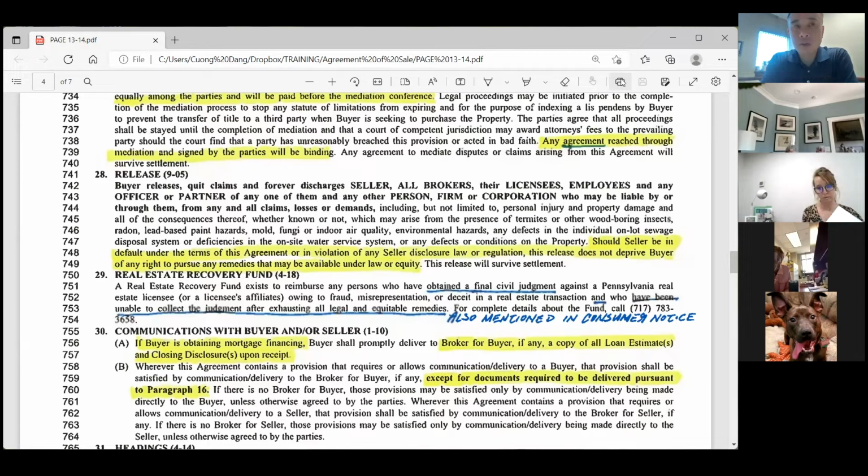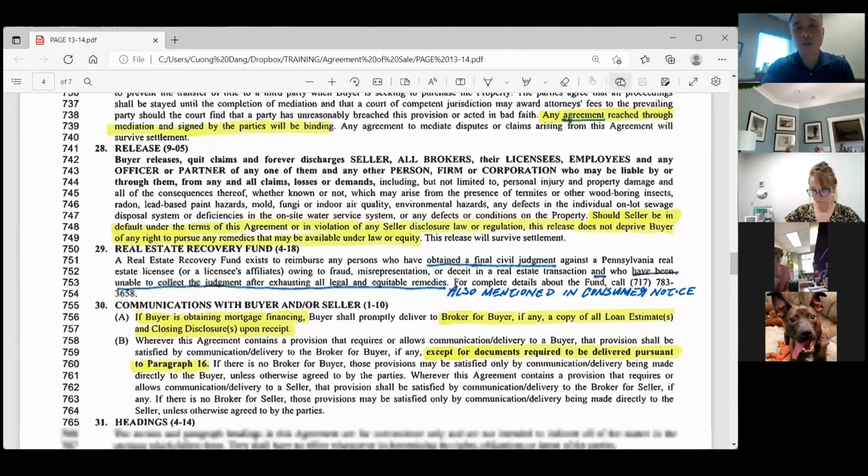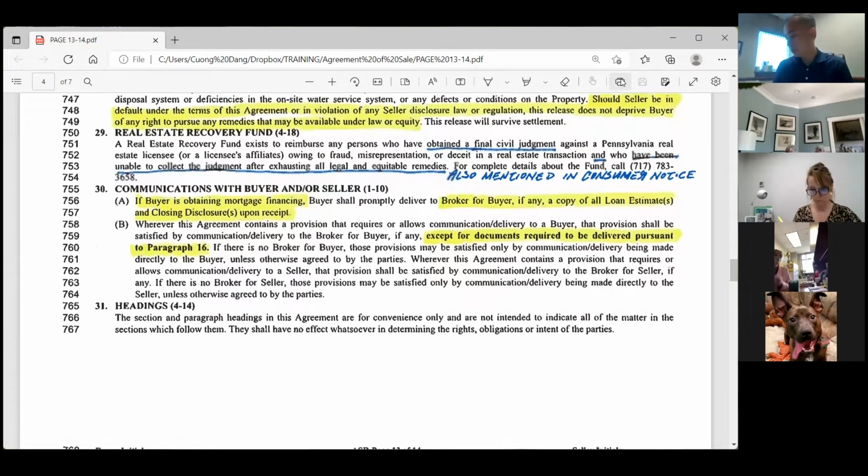And they also have to do the second part, and who have been unable to collect the judgment after exhausting all legal and equitable remedies. For complete details about the fund, call this number. I also wrote down in there that this recovery fund is mentioned in the consumer notice when buyer and seller first meet with you and sign up. But the key there is you don't just call them up and ask for money. You have to have a final civil judgment in your favor, and you also have to exhaust every method to try to get payment from the licensee.